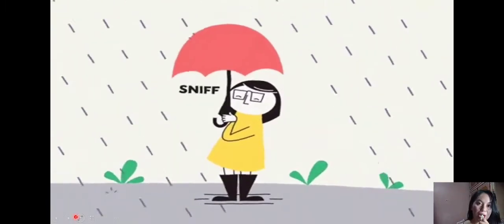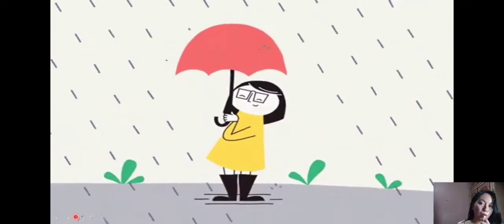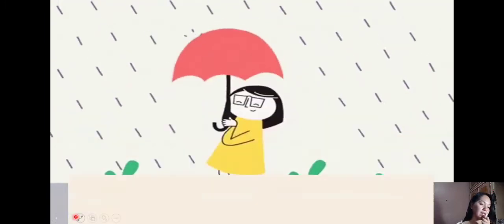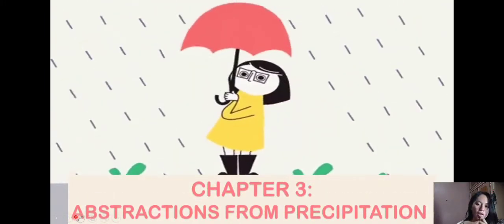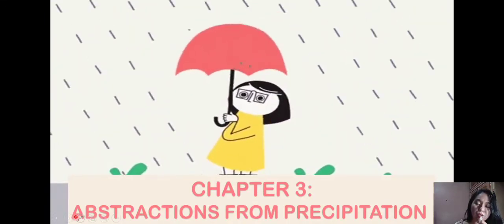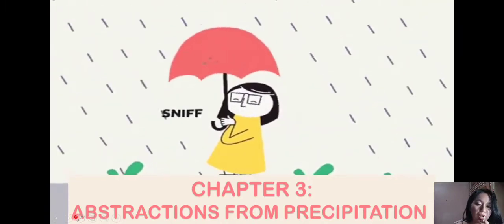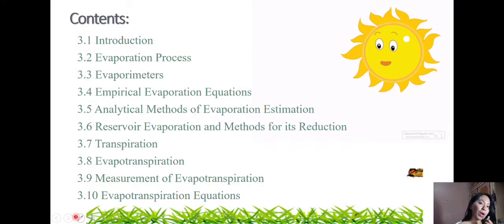In this video, we are going to tackle chapter 3 of the provided reference book. Chapter 3 is entitled Abstractions from Precipitation. The chief components of abstractions from precipitation are necessary in the analysis of various hydrologic situations. There are 20 topics or contents in this chapter.